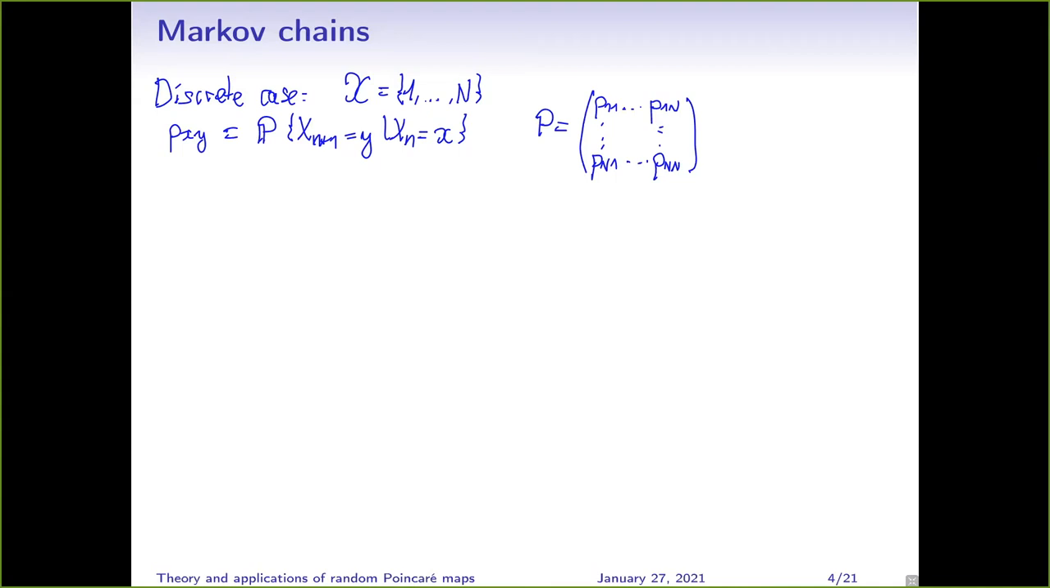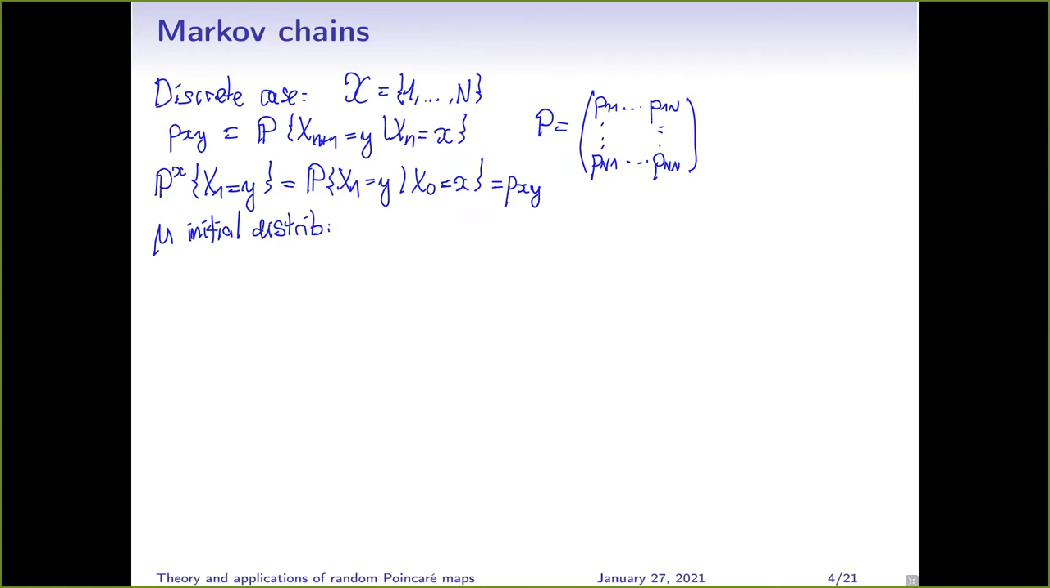And then the typical notation I'm going to use is I will write the initial condition as a superscript. So P^x(x1 = y) would be the probability of x1 being equal to y, given that x0 is equal to x. So that's just Pxy. But I can also start with a more general initial distribution, mu.